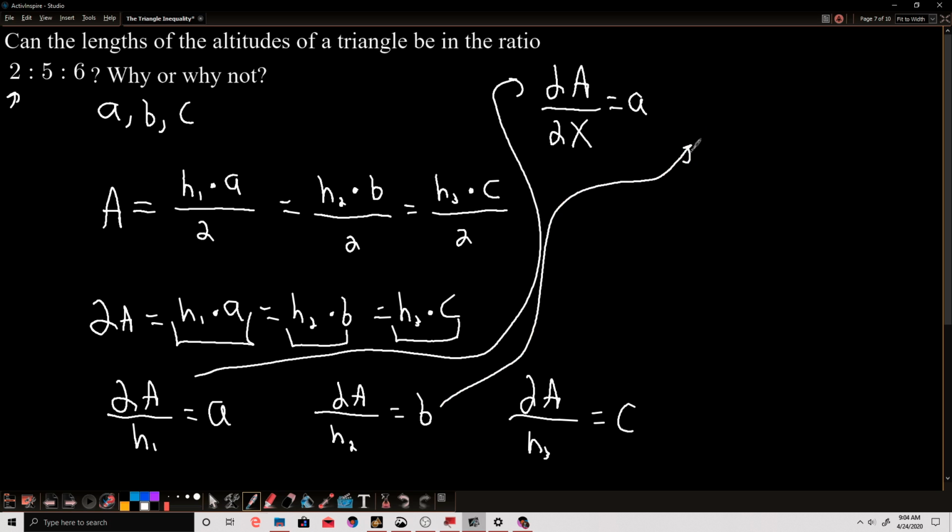And for base B, we have that 2a over, well, that's going to be our 5 ratio. It doesn't matter how I assign it. I could have put 2x over with b, just as long as you are assigning the values of the ratios. And finally, we have C is equal to 2 times the area over 6x.